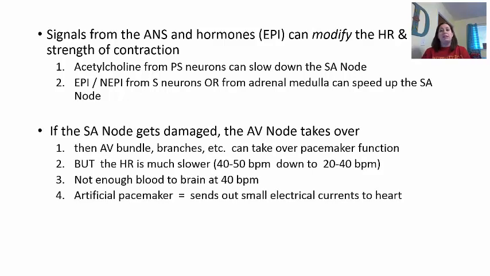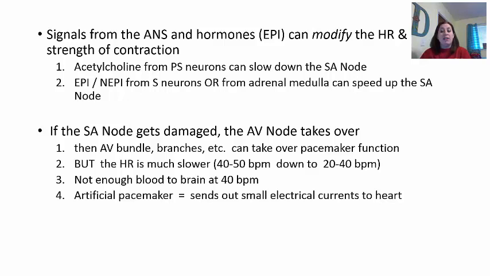Now, what happens if our SA node starts not working correctly? Let's say it gets damaged, or as we get older, it just stops firing like it should. Well, the AV node can take over. The problem is now the AV node is not getting the signal from the SA node. The AV node has to send the signal up to the atria and also down to the ventricles, so this is going to take a little bit longer. Because of that, the heart rate is going to be slower.